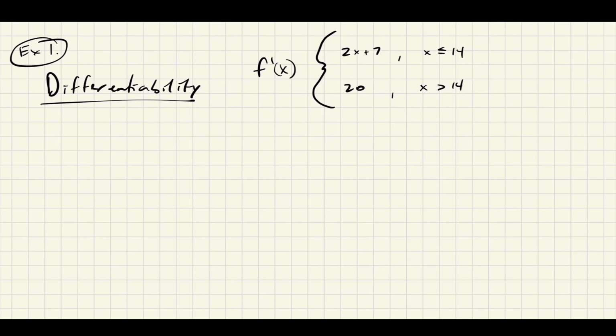Okay, so there's the derivative. So I did the f prime part. Now I've got to do the c part. What I'm checking is whether the derivative coming into 14 is the same as the derivative going out to 14. So this is how I'm going to set it up: f prime of c as x approaches c from the left is equal to f prime of c as x approaches c from the right.